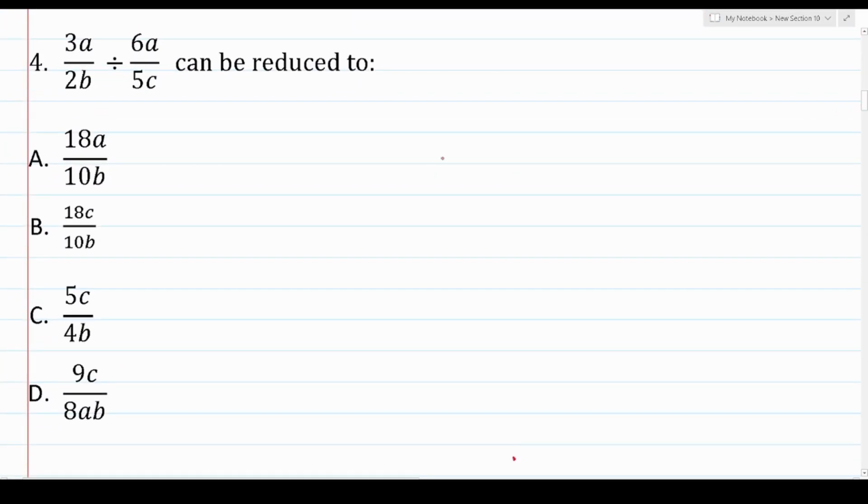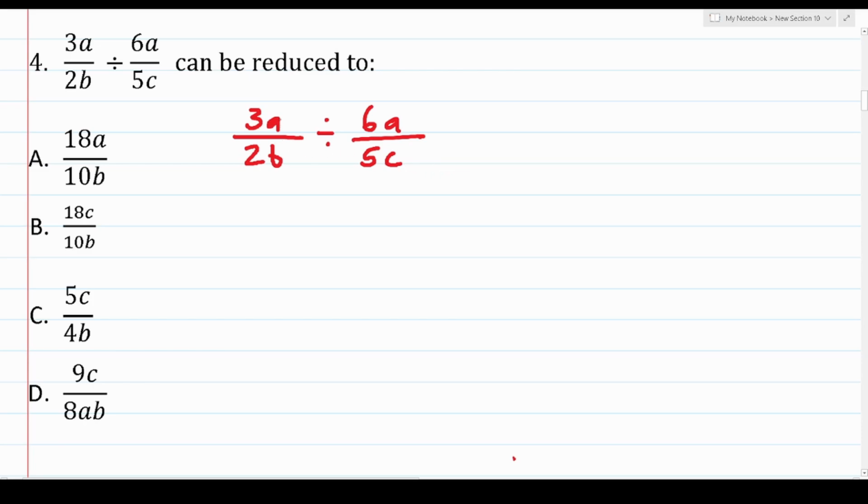Number 4 says 3a over 2b divided by 6a over 5c can be reduced to. So in this case, we should realize that we're working with an expression of algebraic fractions. So we're going to reduce it by following the rules of algebra as well as fractions at the same time. To start, I'm simply going to copy this one off to the side like so. You have 3a over 2b divided by 6a over 5c.